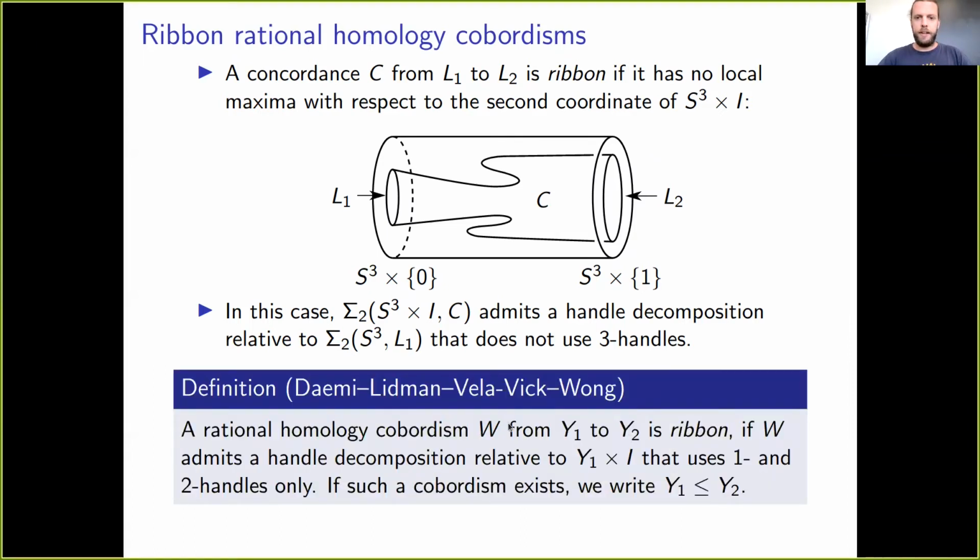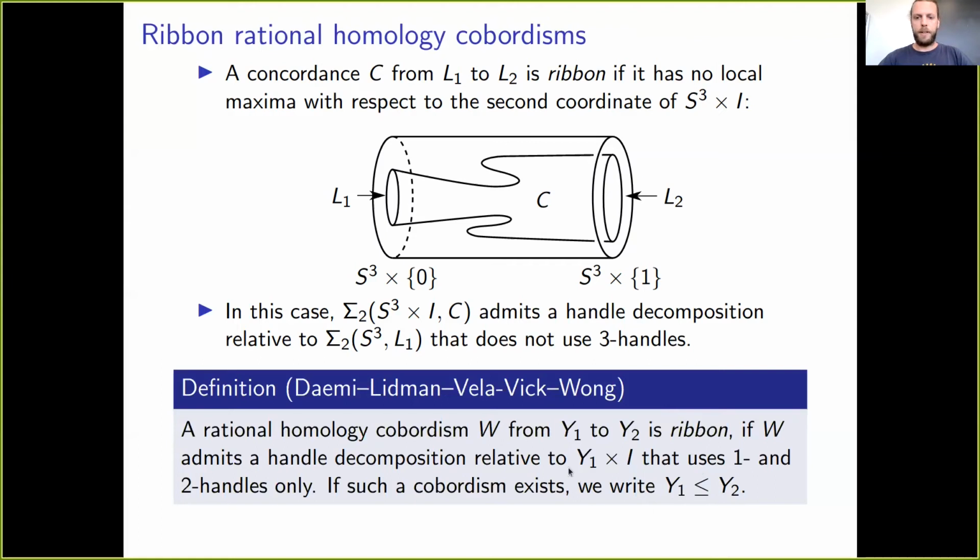This led Daemi, Lidman, Vela-Vick, and Wong to a refined notion of rational homology cobordisms. According to them, a rational homology cobordism W from Y1 to Y2 is also said to be ribbon if W can be built from Y1 cross an interval by just attaching 1 and 2 handles. So no 3 handles allowed. The nomenclature comes from what I just said: if we start out with a ribbon concordance, we obtain a ribbon cobordism from the double branched cover of the first link to the double branched cover of the second link.